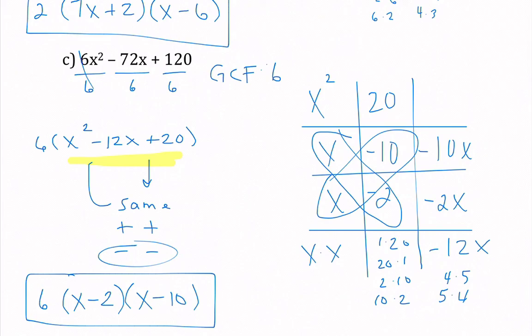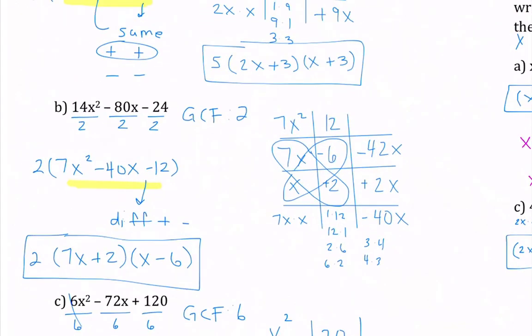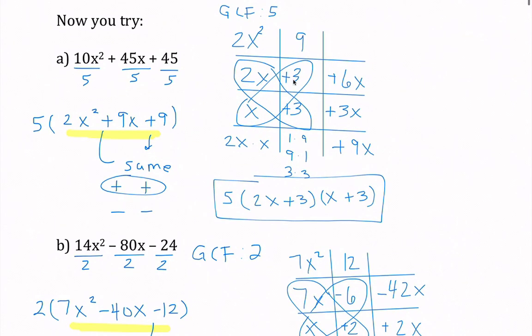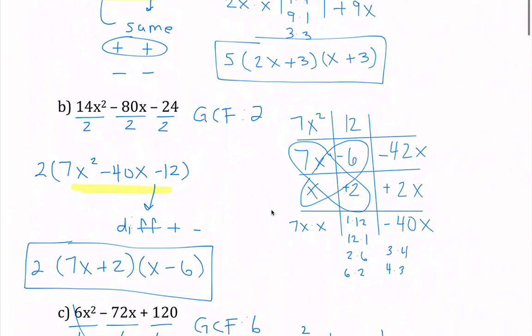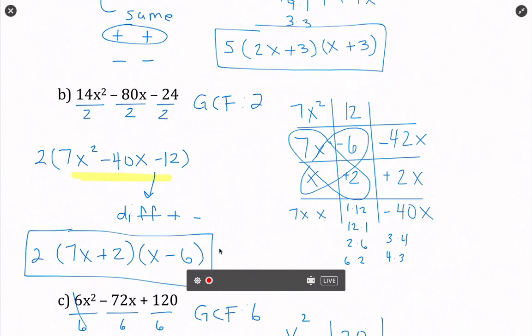Okay, so make sure you are checking yours with mine, that they match. Remember, guys, on your final answer, like on A, if you have these flip-flopped, that's fine as long as you have 2x plus 3 in one set of parentheses and x plus 3 in one set of parentheses, okay? Can't forget your greatest common factor out front. On B, same thing. If you have 7x plus 2 and x minus 6 in each set of parentheses, you're fine, even if you wrote this one first, or you flip-flopped.